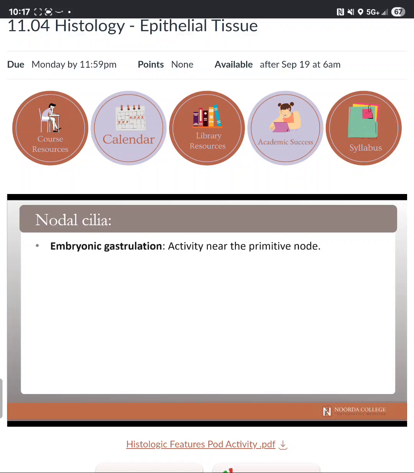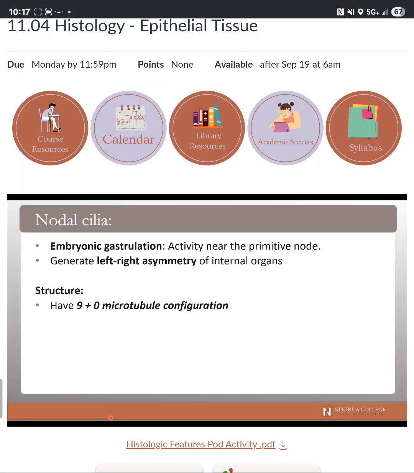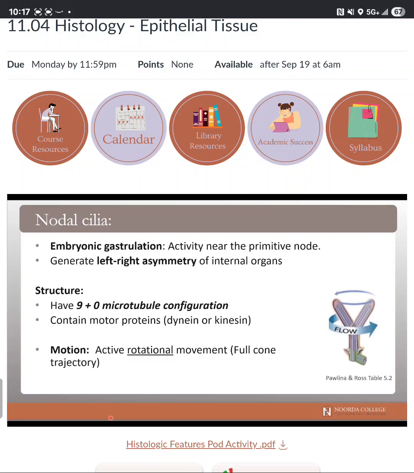Nodal cilia is the third category of cilia, which occurs during embryonic gastrulation, and activity is near the primitive node, hence the word nodal cilia. It generates left-right asymmetry of internal organs. The structure is your classic 9+0 microtubular configuration. They contain motor proteins such as dynein or kinesin, and the reason why they need motor proteins is they have this active rotational movement, which is like a corkscrew.